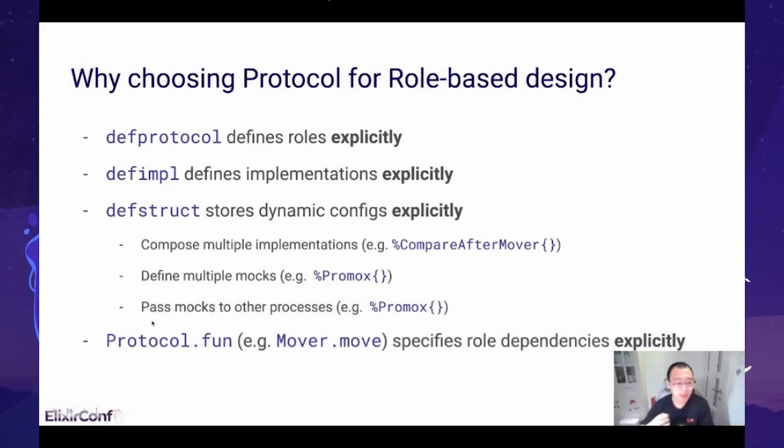And what's better is we can pass these mocks to other processes, because these mocks are just structs, just data structures that can be passed around in the BEAM virtual machine. We don't need to allow another process to use our mock or to have private mode or global mode or things like that. Finally, when we call a protocol function like Mover.move, we are specifying role dependencies explicitly. We can just grep or search for Mover.move in our code base, and we can basically always get all the places that depend on this function or depend on the mover role in our code base.